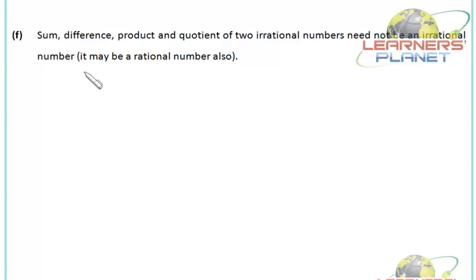Suppose I take a number that is 2 plus root 3 and I take another number that is maybe root 3 plus root 7. This is also an irrational number, and this is also an irrational number. Now their sum, their difference, their product and their quotient, none of them will be a rational number. So we have seen both the cases. In one case the sum, difference, product and quotient of two irrational numbers can be rational, or it can be irrational also. Okay friends.